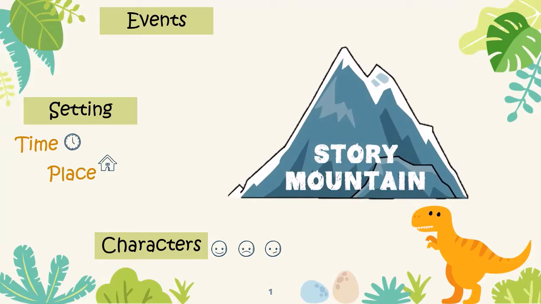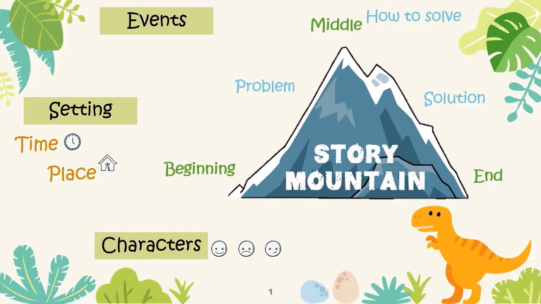Remember the story mountain. To put it more simply, there are 3 parts on a story mountain. There will always be the beginning, the middle, and an end. In between these 3 parts, we have problem, how to solve the problem, and the solution. All these things are linked together to make the narrative.